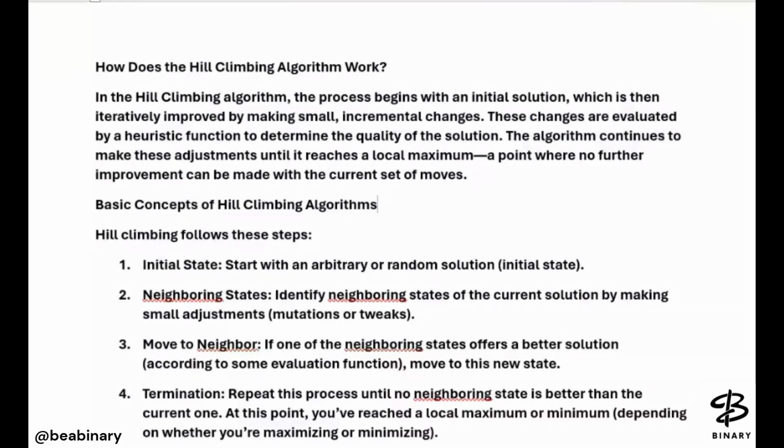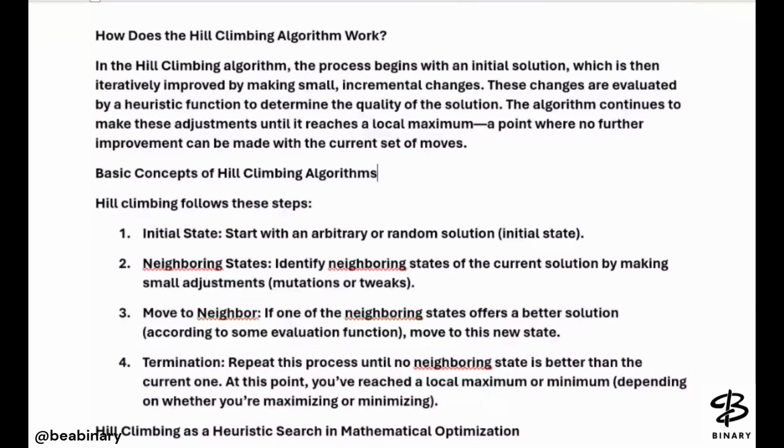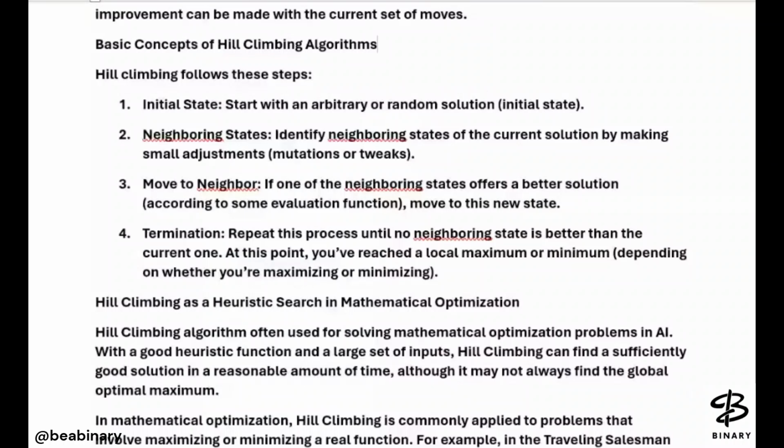So what is the basic concept behind hill climbing, or what components or steps come under hill climbing? First is the initial state. We need to know the initial state. Start with any random or arbitrary solution. कोई भी एक state लेंगे, then neighboring states: identifying the neighboring states of the current solution by making small adjustments, mutations or tweaks. So here we will perform a few changes and identify the neighboring states.